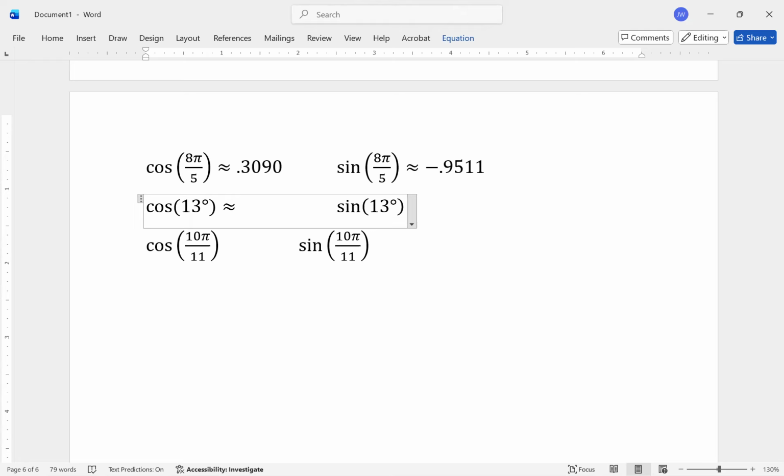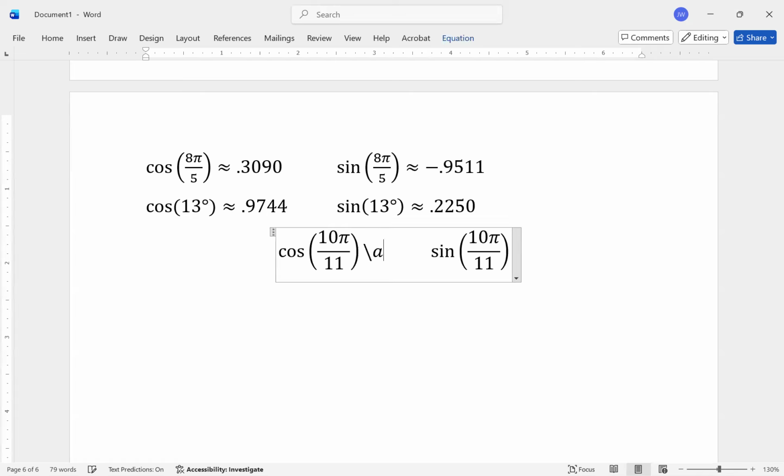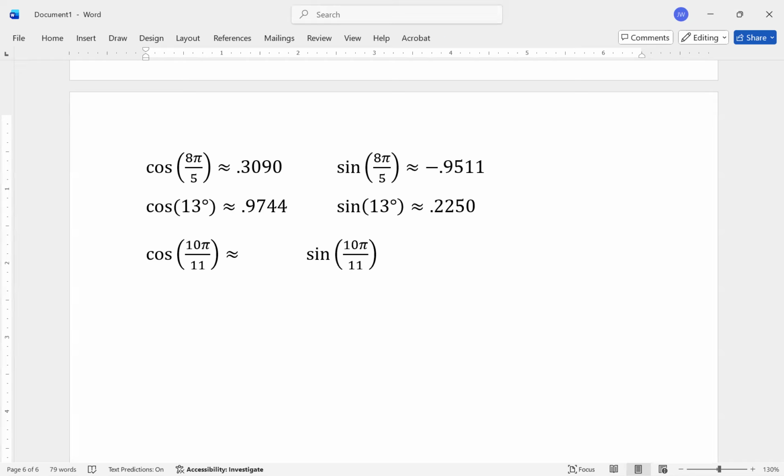With 13 degrees, I get about 0.9744 for the cosine of 13 degrees. And for the sine of 13 degrees, I get approximately 0.2250 when I round to 4 decimal places. Okay. Your homework may ask you to round to 2 decimal places. It might ask you to round to 3 decimal places. But in this case, I'm rounding to 4 just so that we see what it looks like.